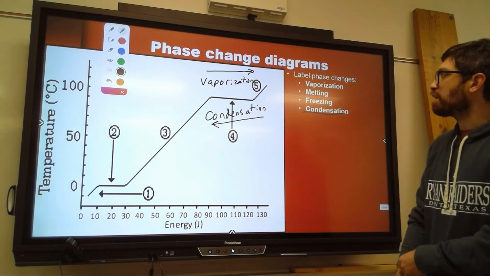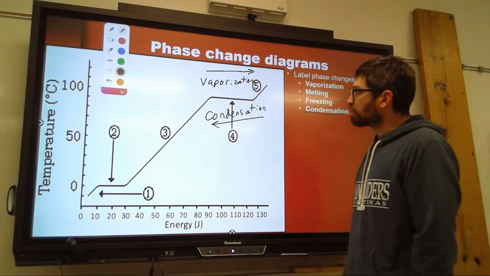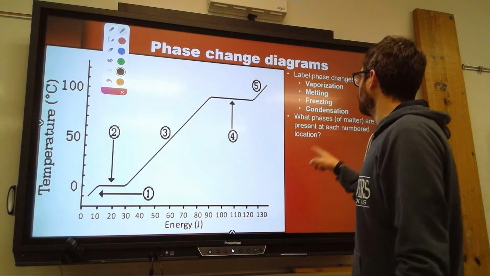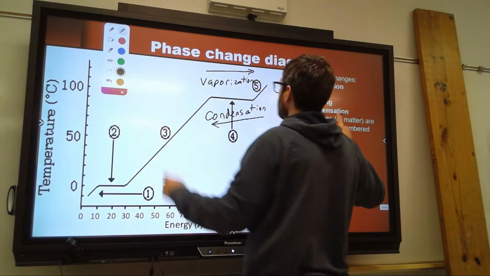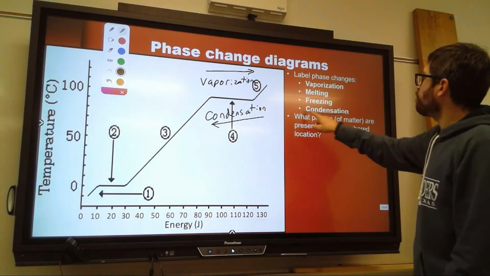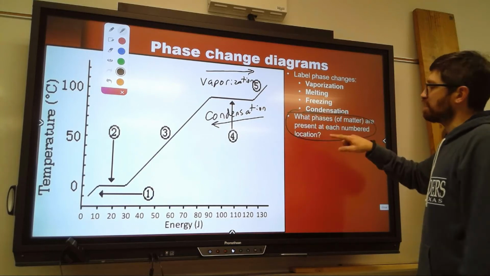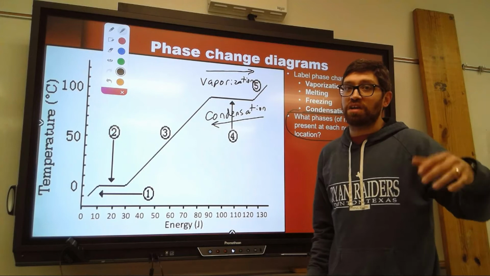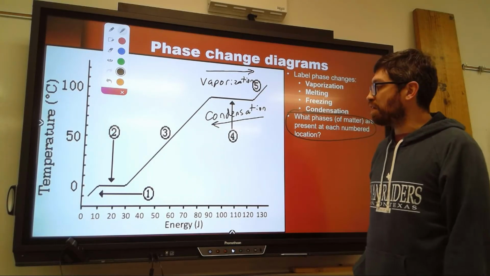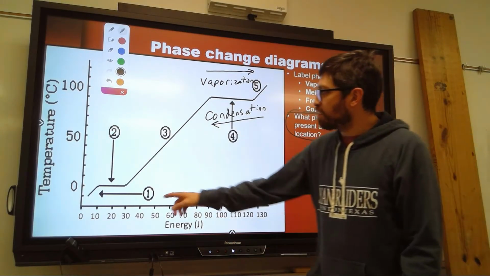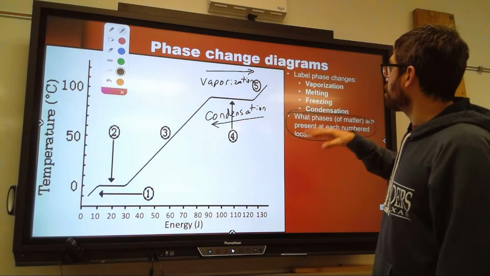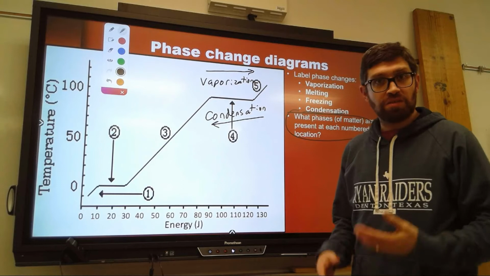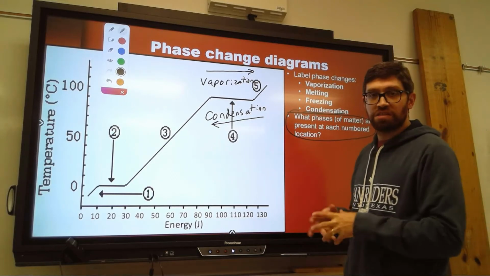Vaporization and condensation. You know what, I'm actually going to go to the second question before I go on any further. Should have done this one first. What phases of matter are present at each numbered location? Once we know this, we can understand the phase changes a little bit better. So what phases of matter at number 1, 2, 3, 4, and 5? And by phases of matter, remember I mean solid, liquid, and gas. Go ahead and pause the video if you want to and see if you can figure that out on your own.